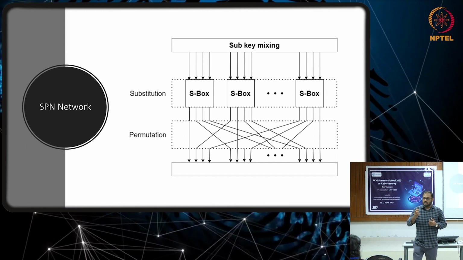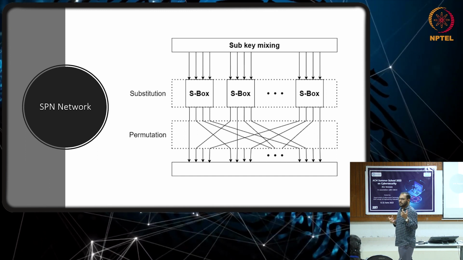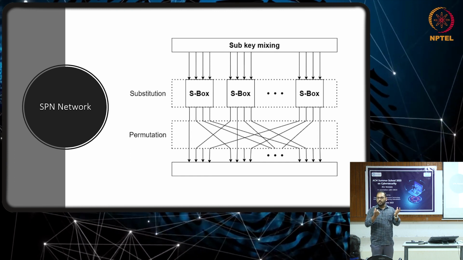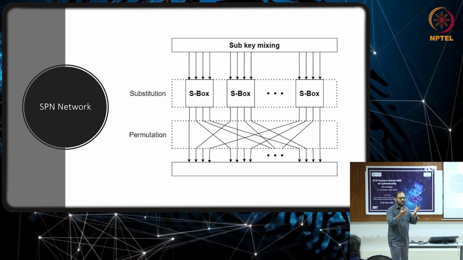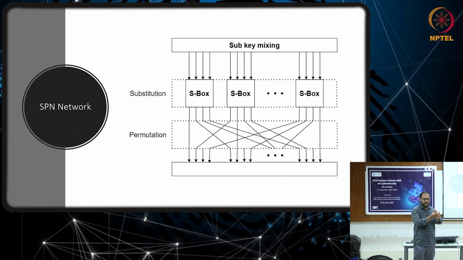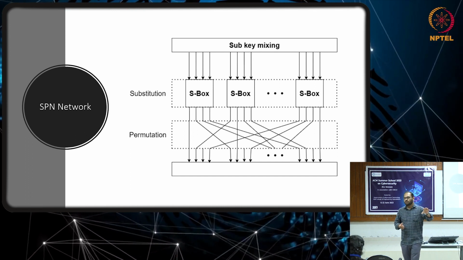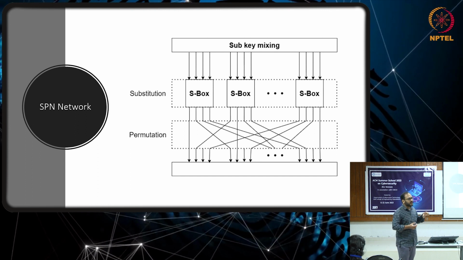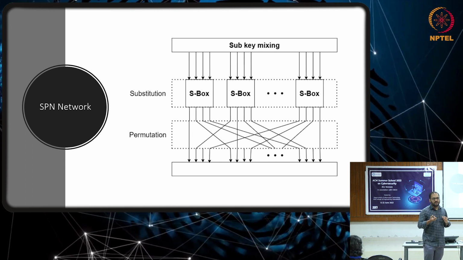Once the sub-key is generated, the first part is sub-key mixing. Sub-key mixing is simple, like an XOR operation. Just XOR your plain text with the sub-key, so the key is added to your plain text. Then the second operation is the S box, the substitution box.